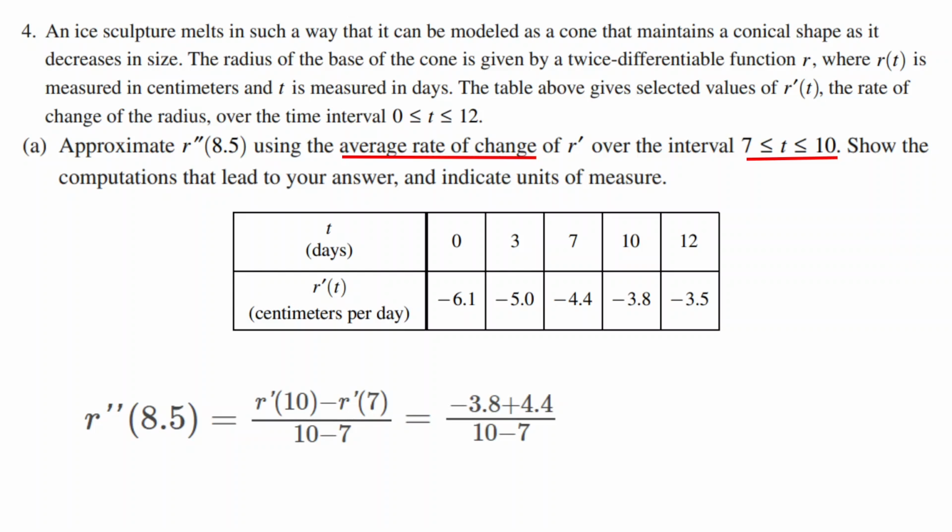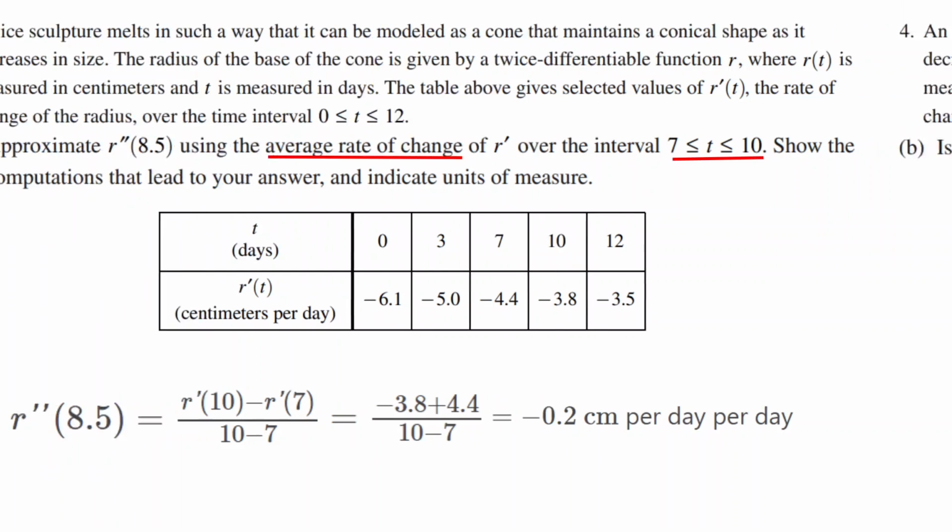Since this is a non-calculator question, leaving your answer like this is perfectly fine. You would get full points, save some time, and also avoid making a mistake. But if you did simplify it, the answer would be negative 0.2. The units are centimeters per day per day. Now let's go to part B.